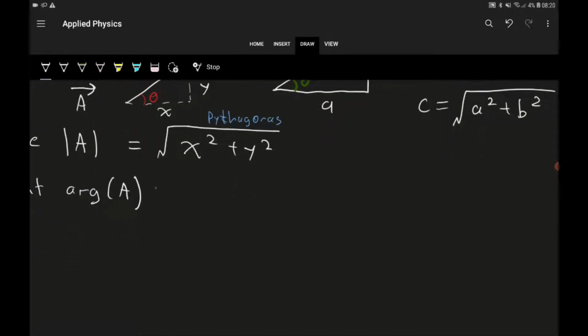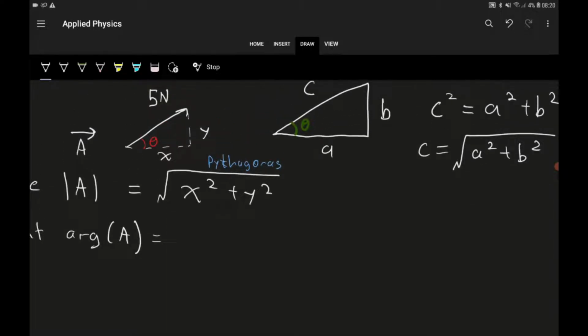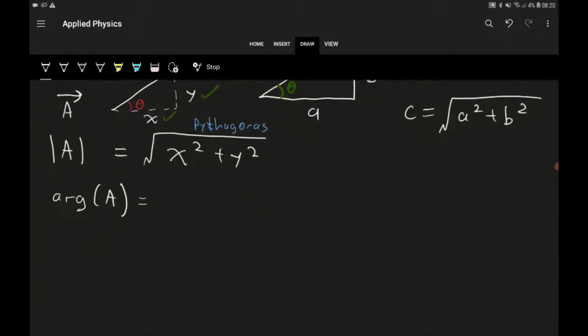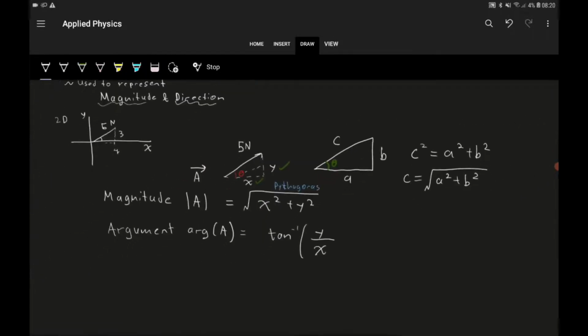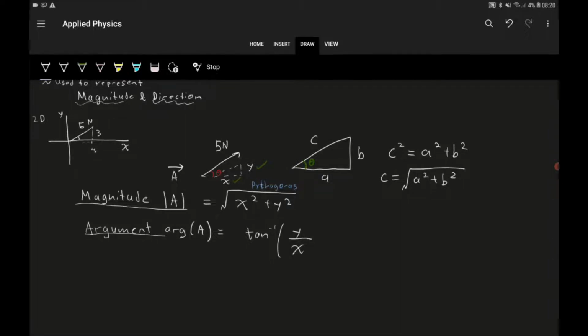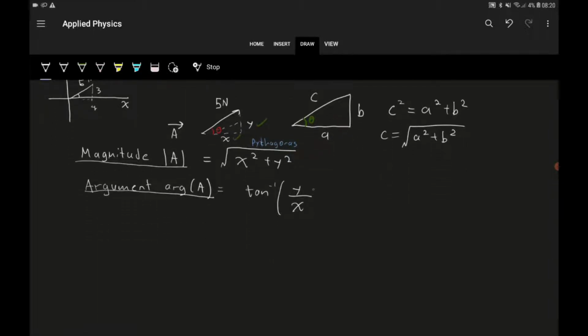And the way we find the argument is by thinking about SOHCAHTOA, sine, cos, and tan. Here we'd use tan because we don't have the force, but we have x and y. So the argument would be tan inverse of opposite, which is y, over adjacent, which is x. That's how it would go. So these are the two properties of vectors, magnitude and argument, and they are quite simple.